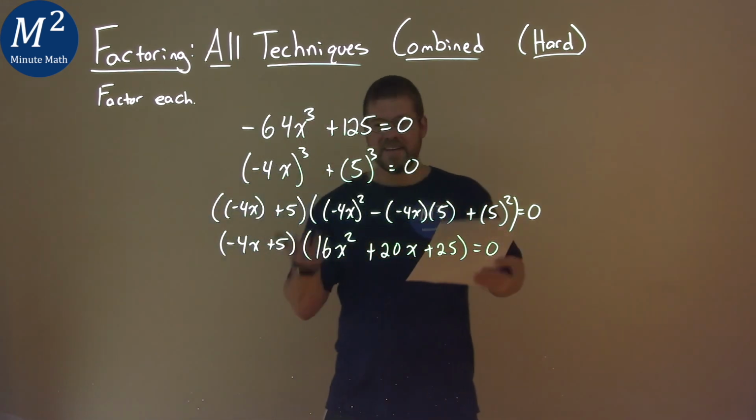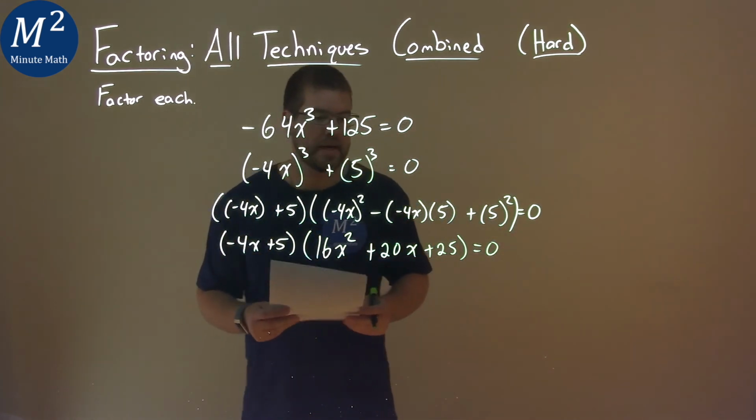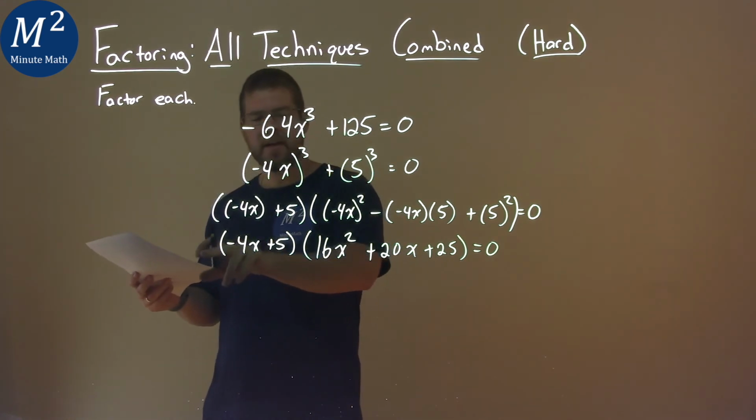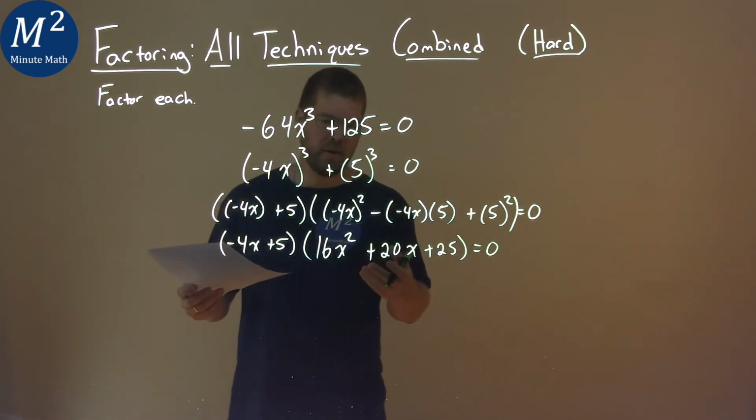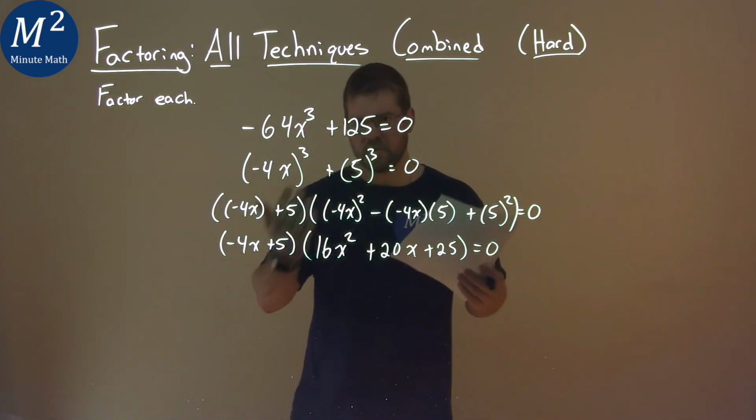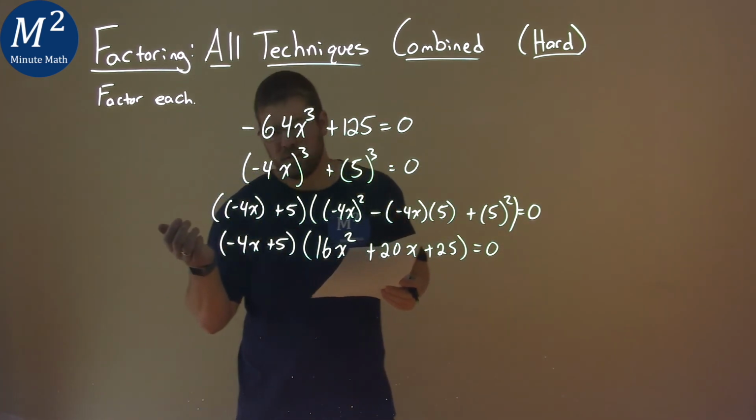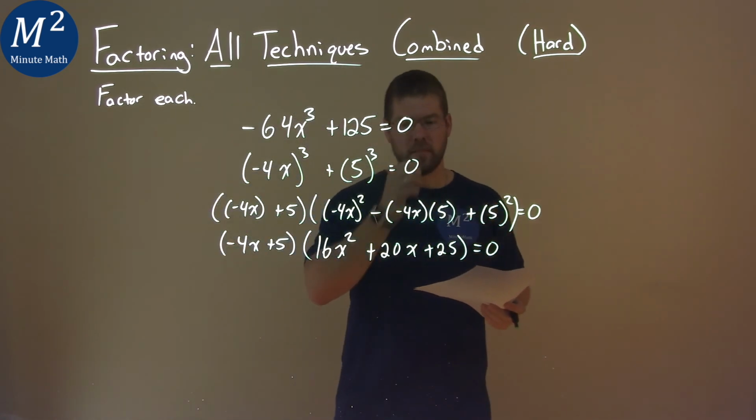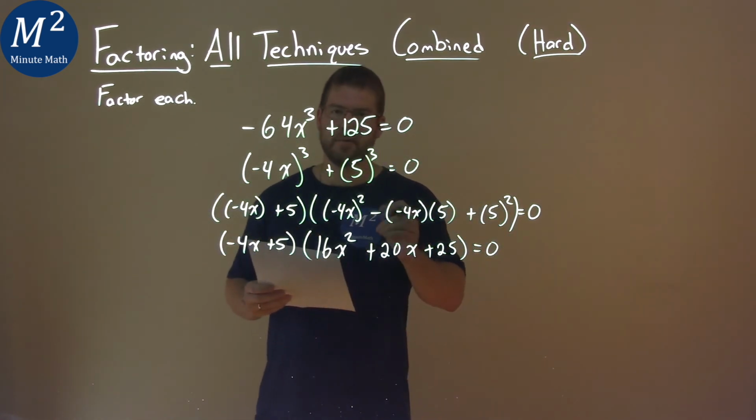At this point, I can't really factor it anymore. I'm pretty much done. You could maybe pull the negative out, put it into this part. It really doesn't help you. Like I said, we're not going to solve this. We just wanted to factor it. So our final answer here, factored, is negative 4x plus 5 times 16x squared plus 20x plus 25 equals 0.